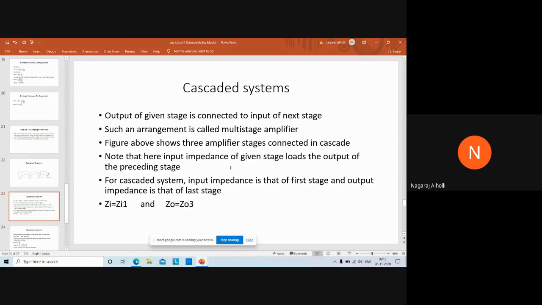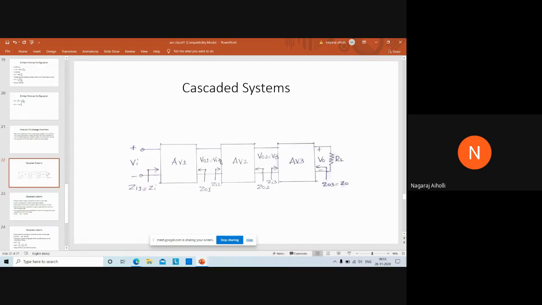Note that here the input impedance of a given stage acts as a load for the output of the preceding stage. That means if we consider Zi2, it will act as a load for the previous stage. If you just see this figure, RL is connected at the output. It is acting like a load, a load resistance, correct? Similarly, this input impedance Zi2 will act as a load for the output of the first stage.